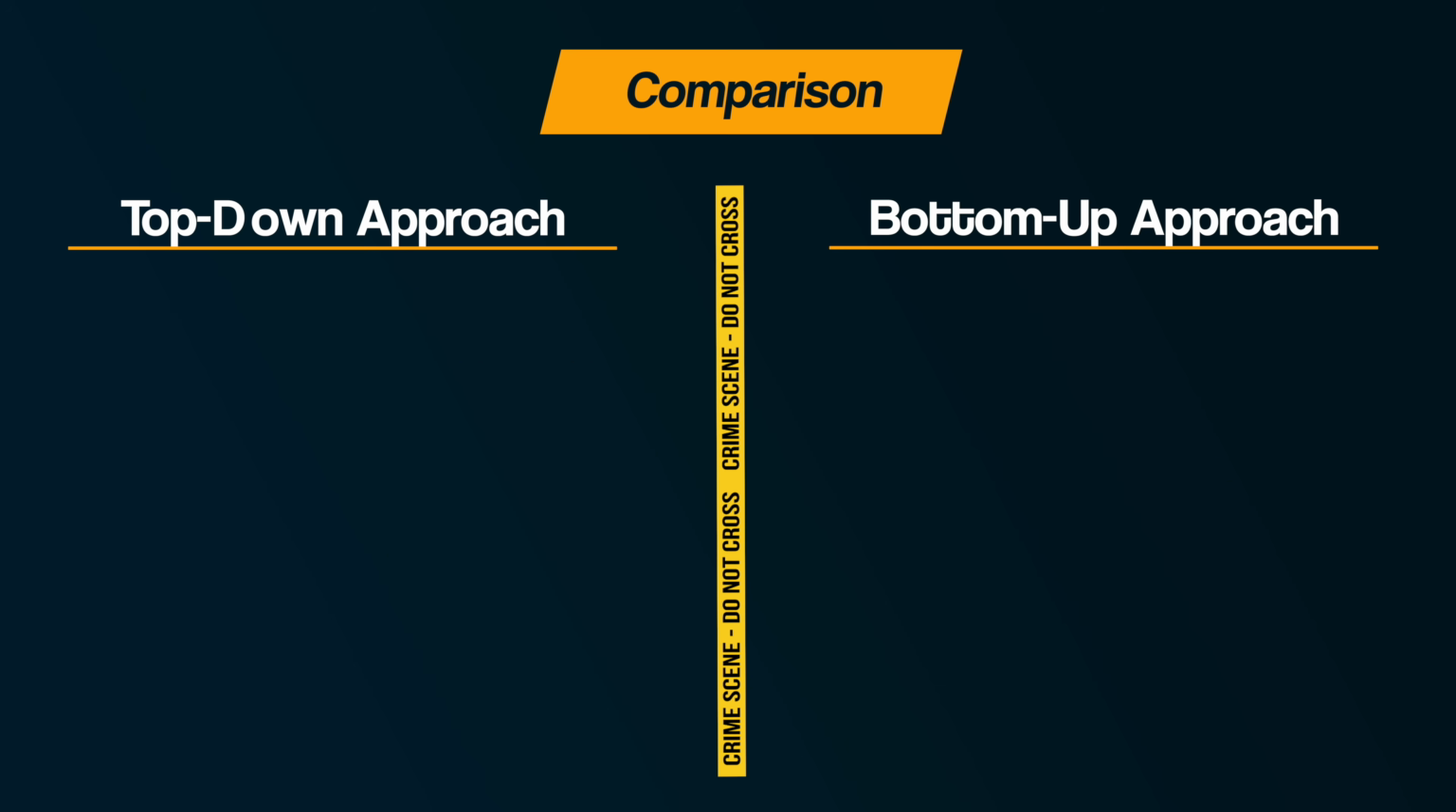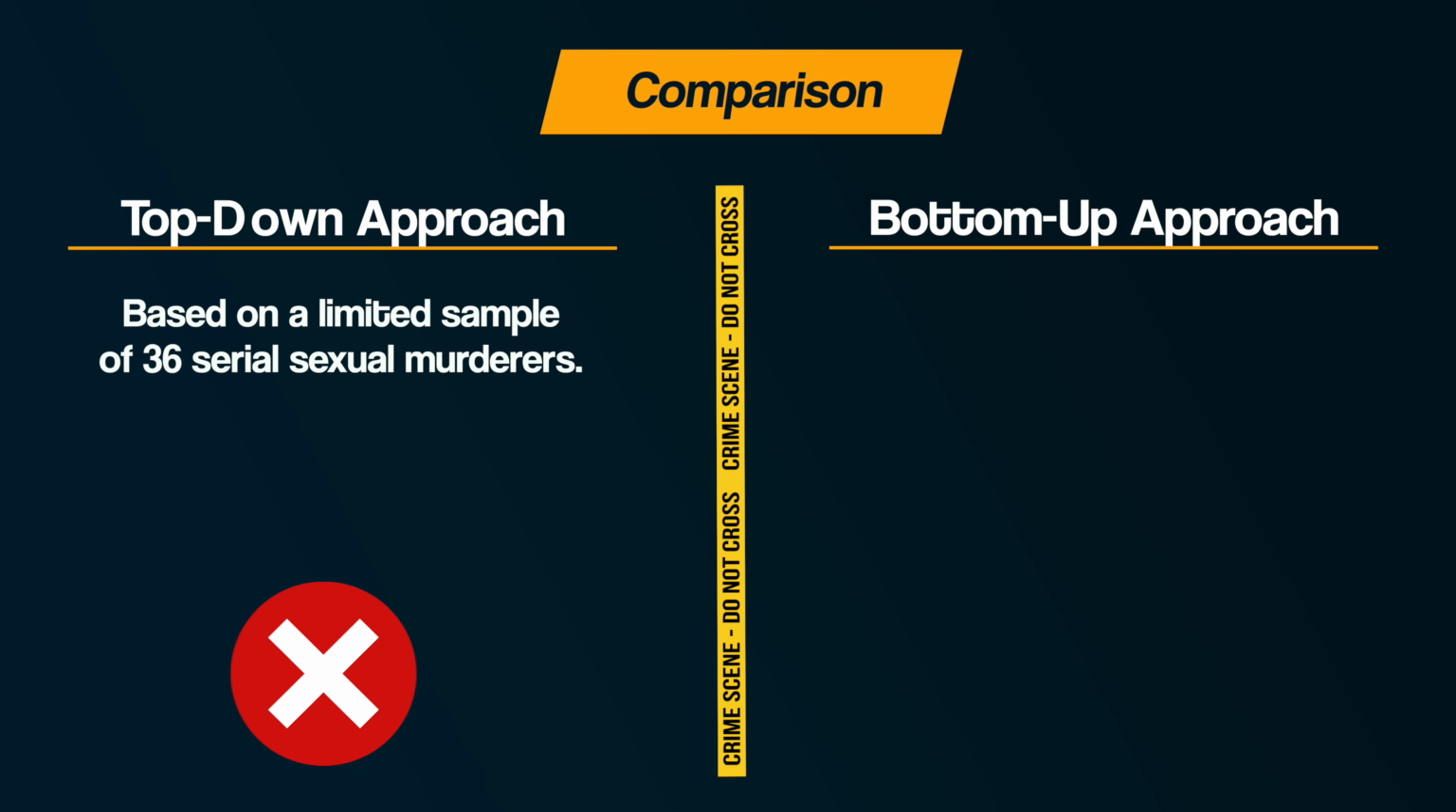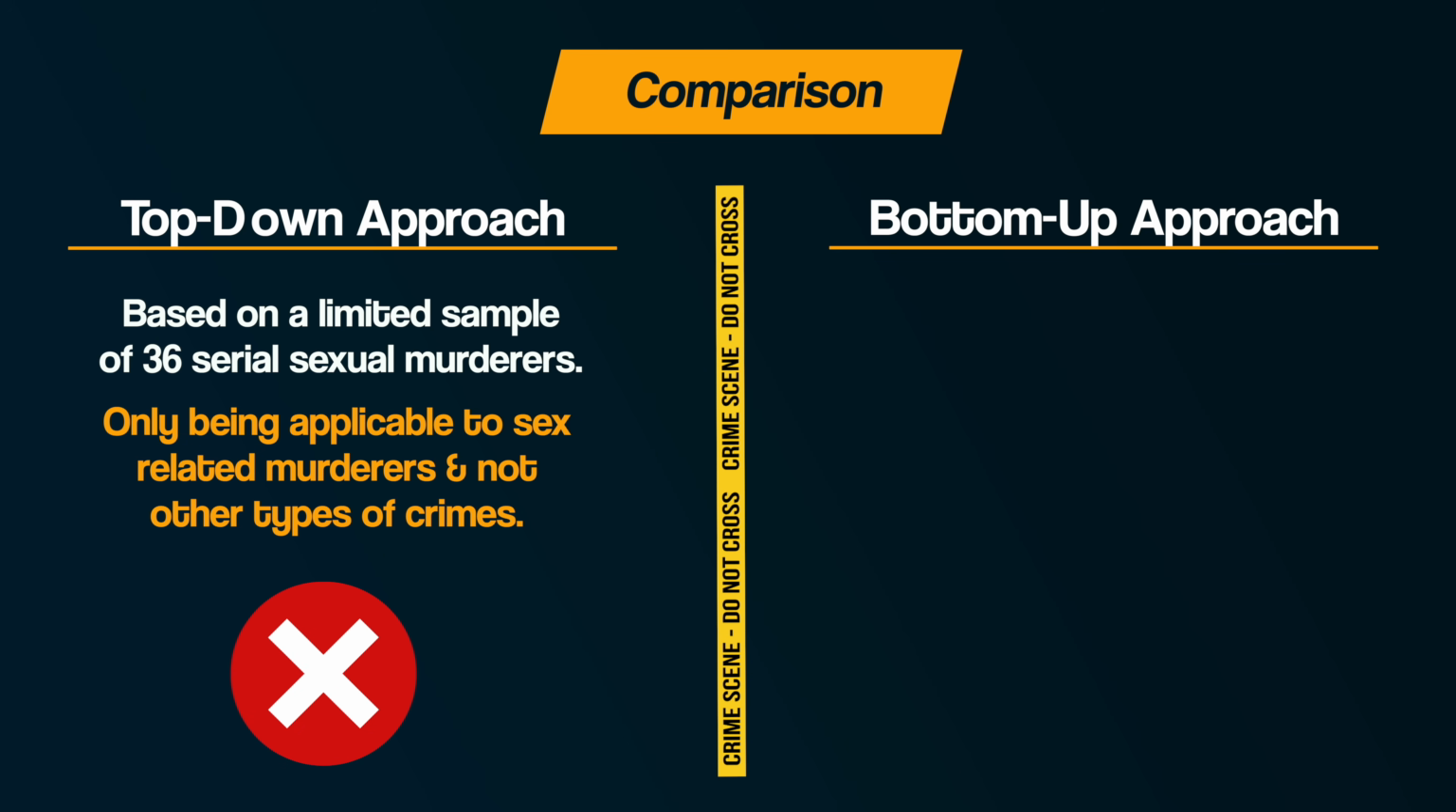Secondly, the top-down approach is based on a limited sample of 36 serial sexual murderers, which, as we mentioned earlier, is a rather limited sample to generalise to, resulting in it only being applicable to sex-related murderers and not other types of criminals.